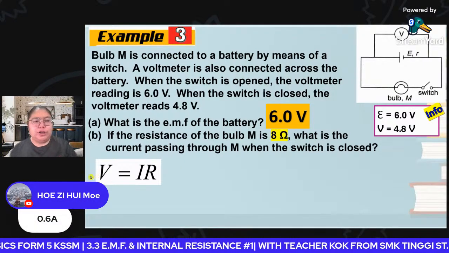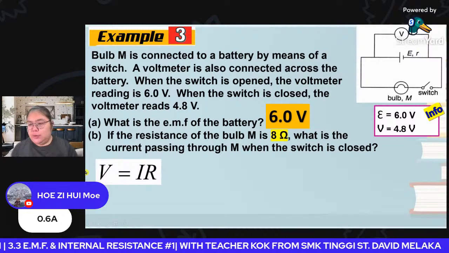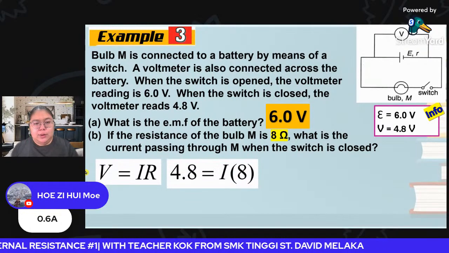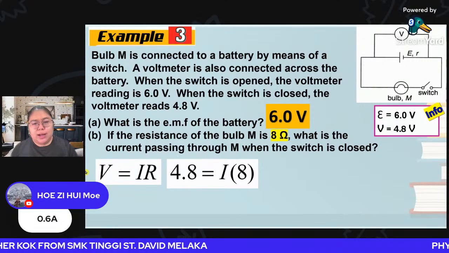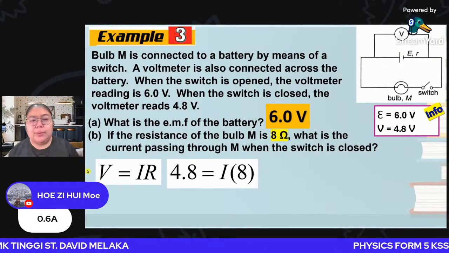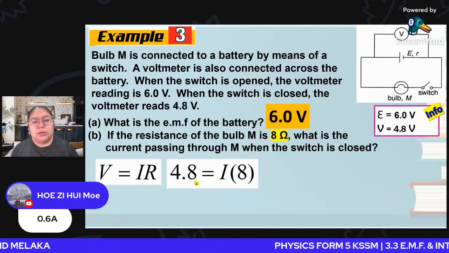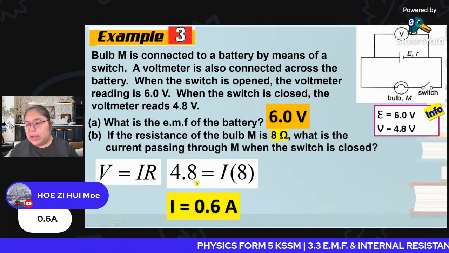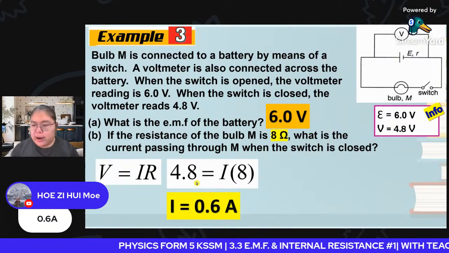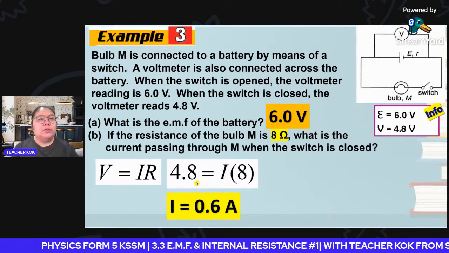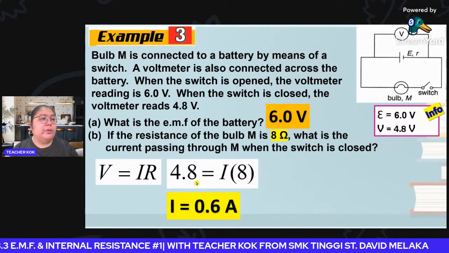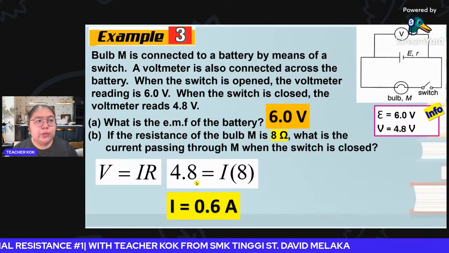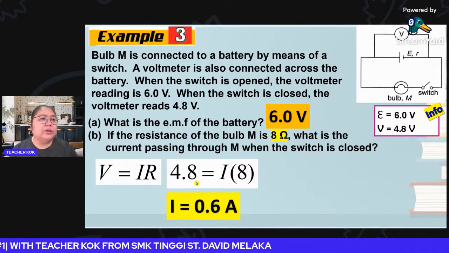Okay, now we go to check. Okay, Euro also the same. Just 4.8. Okay, 4.8 equal I, then in bracket you put 8, because this one they want to find the bulb one. So finally 0.6 ampere. Okay, correct. Your answer is correct. So students, make sure you need to know what situation we just use V equal IR and what situation we must use the EMF equation.